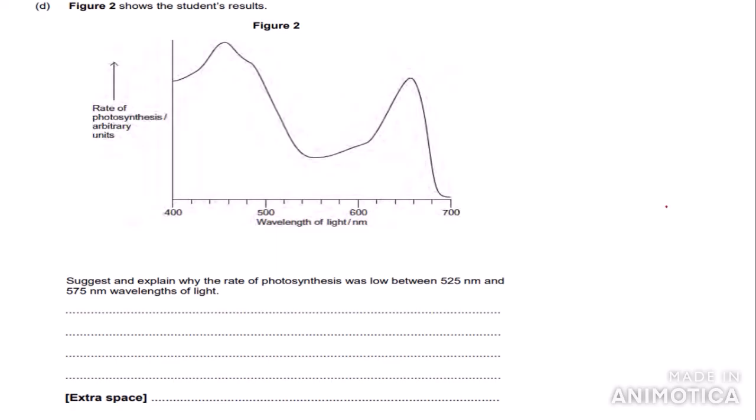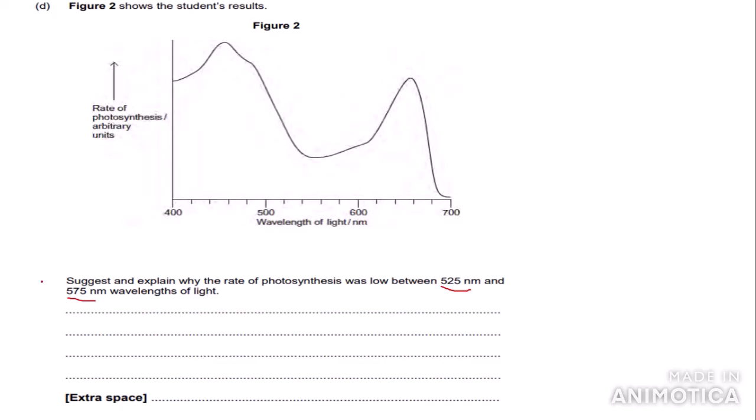So let's look at the final part of the question for the video. So figure 2 shows the student's results from the investigation. So on the x-axis we have the wavelength of light in nanometers, and on the y-axis we have the rate of photosynthesis in arbitrary units. So the question says, suggest and explain why the rate of photosynthesis was low between 525, so we can underline that, and 575 nanometers wavelength of light.